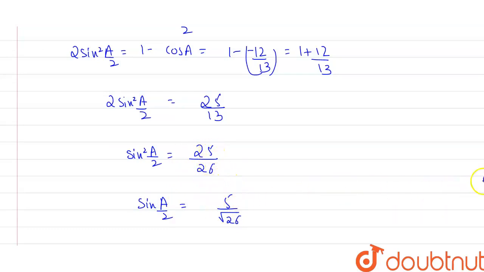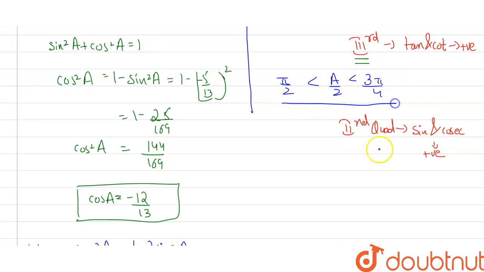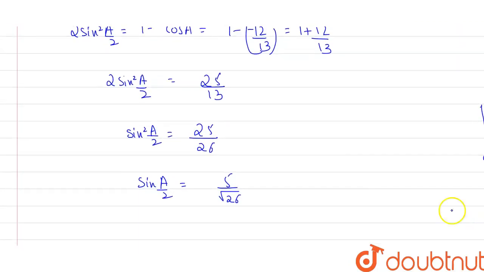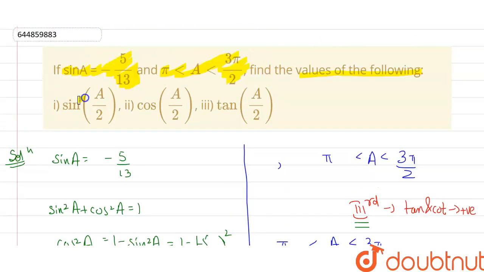Okay guys, look now. If I go to the top, it says that A by 2 belongs to which quadrant? Second quadrant. In the second quadrant only sine and cosec are positive. It means that the sine value should be positive. So this is a positive value here, so sine A by 2 is positive. We have just found the value of sine A by 2, which is 5 by root 26. Now if I go to the top, what is the second part? If we are done with this part, the second part is my cos of A by 2.